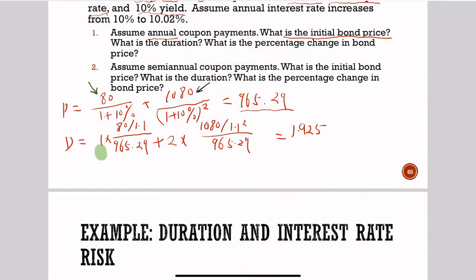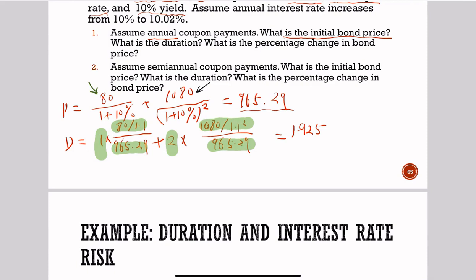So in this case, this one is the time to maturity for the first cash flow. Time to maturity for the second cash flow. Obviously, this is the bond price, right? And these are the two present values for the two cash flows, right? And the present values divided by the bond price give you the weights, right? Okay, great.